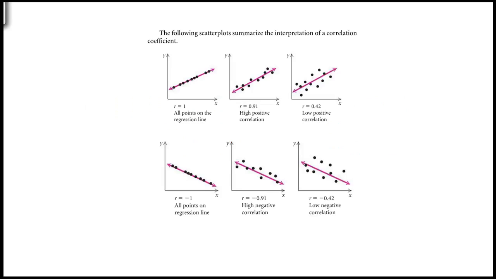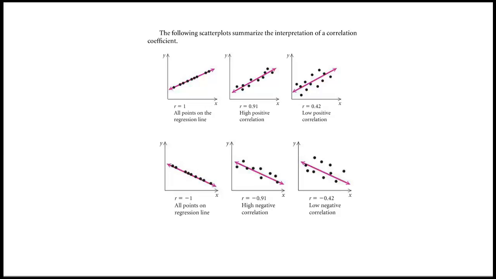The following scatter plot summarizes the interpretation of correlation coefficients. If r is equal to 1, notice that all the points are on the line. If r is close to 1, the data points are close to the line. And if r is equal to 0.42, they're around the line but not that close. As you can tell in those two examples, the line itself is positive. That's why the correlation coefficient is a positive number.